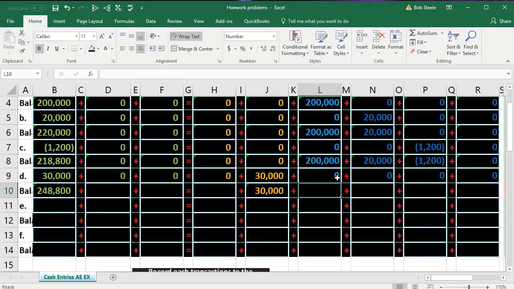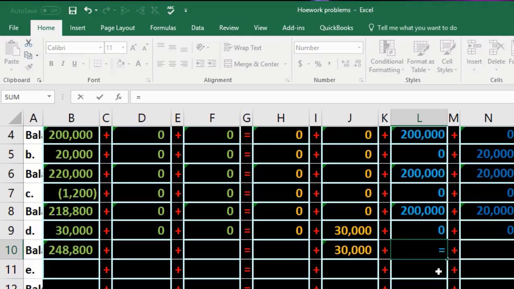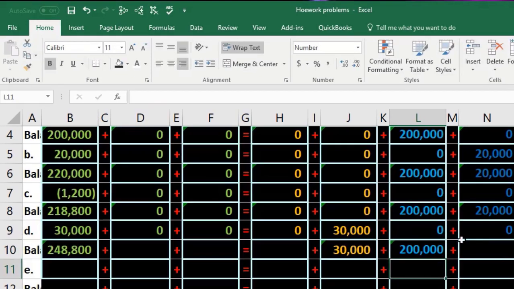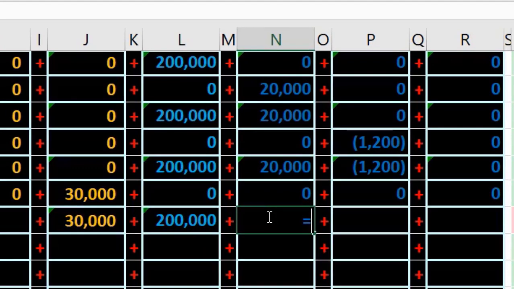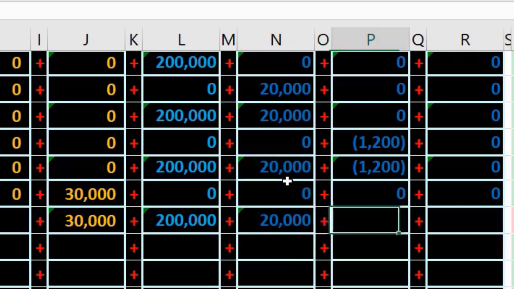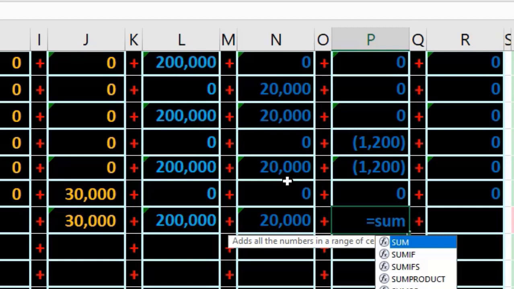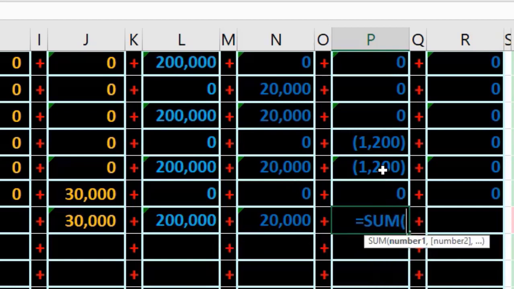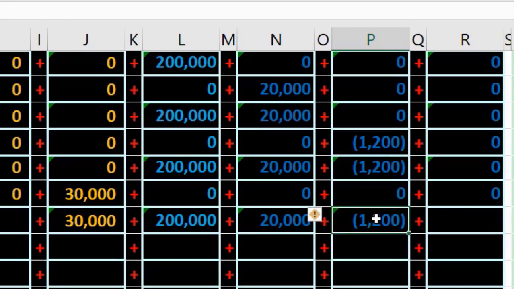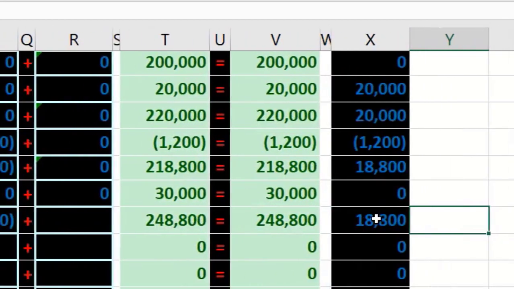I'm in L10, equals SUM. I'm going to double click the sum function, highlight the 200 and the zero. I'm going to do the same for N10, equals SUM. I'm going to highlight the 20 and the zero. Do the same for cell P10, equals SUM. Double click the sum function, highlight the 1002 and the zero. That's all the cells with the data. That should bring us in balance, as it does.